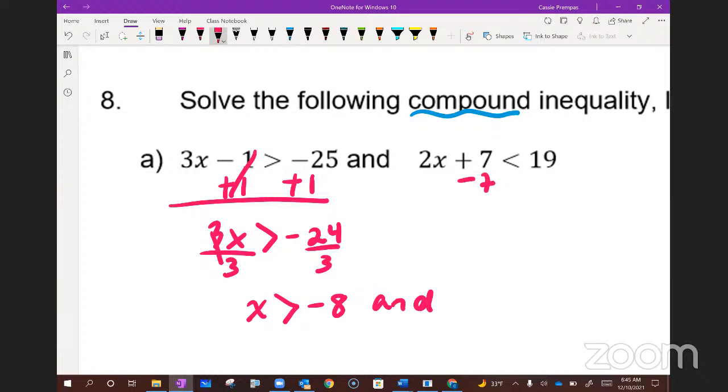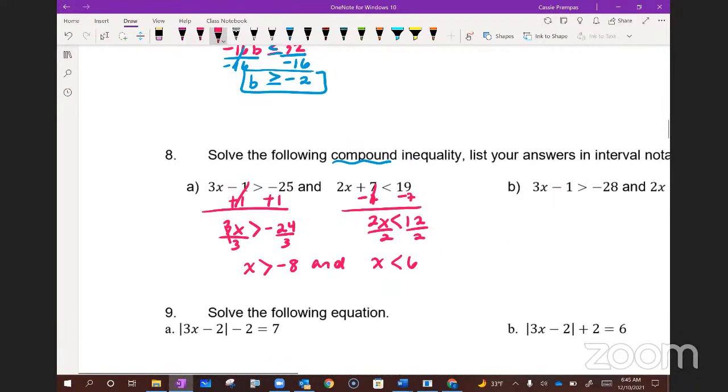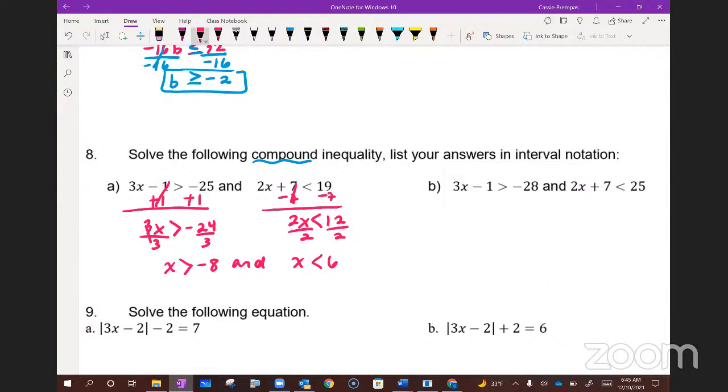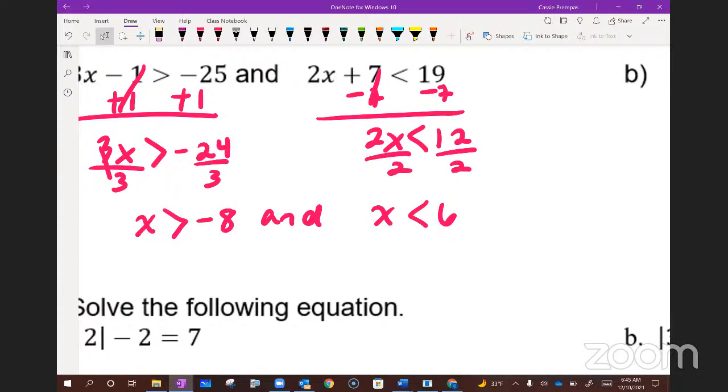And subtract 7, 2x has to be less than 12. Divide by 2, and we see that x has to be less than 6. Now it does say list your answers in interval notation. So what types of numbers are both less than 6 and bigger than -8? If you wanted a number line, you would have an open circle at 6 going up until -8 with another open circle. They didn't ask us for a number line, but we do have to use that potentially for putting our answers in interval notation.